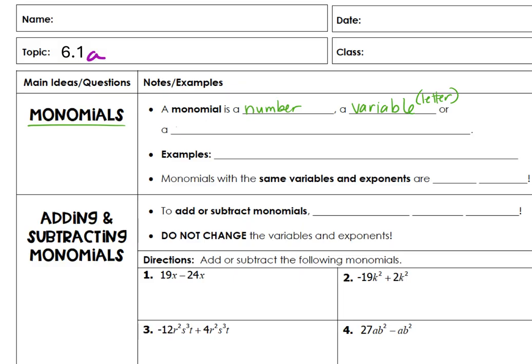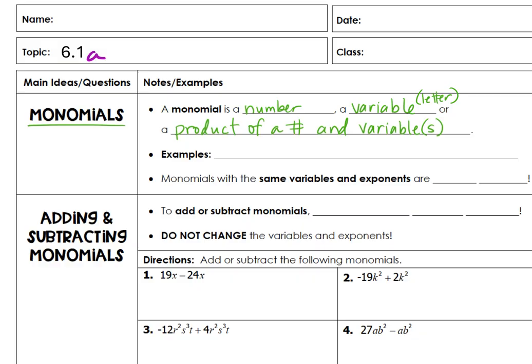Or a product. What is a product? Are you adding, subtracting, multiplying, or dividing if you have a product? That's quotient. Dividing is quotient. Multiplying, okay? So the product of a number and variables. And I'm going to put a parentheses S for variables because it could be a variable or it could be multiple variables. But if you're multiplying them together, it's still a monomial, even though there's multiple things there.